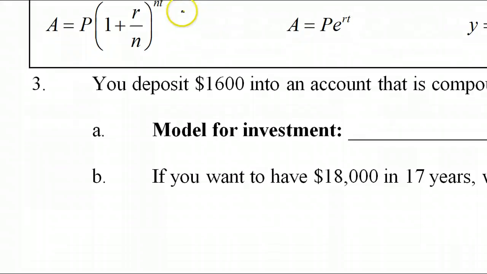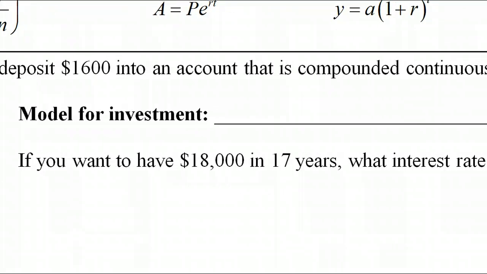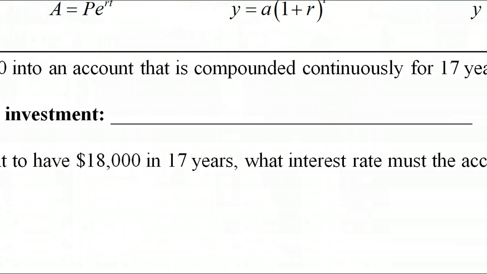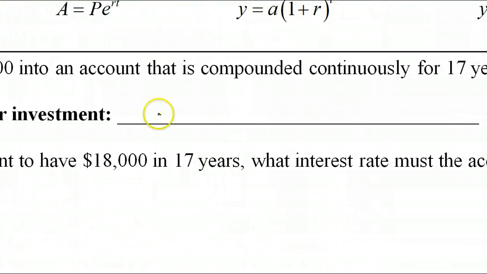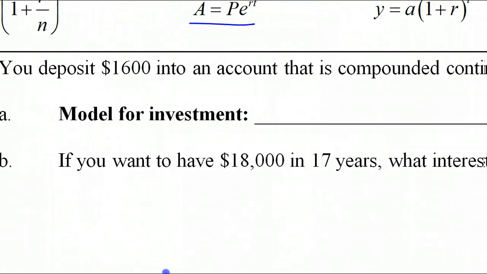Alright, number 3. You deposit $1,600 into an account that is compounded continuously. Continuously, that tells us we're going to be doing the PERT formula. For 17 years. They don't give us the interest rate. So, our model will be y equals 1,600. Wait, so we're doing the PERT. So that was the P of PERT.